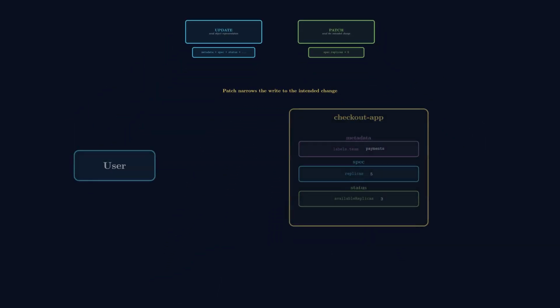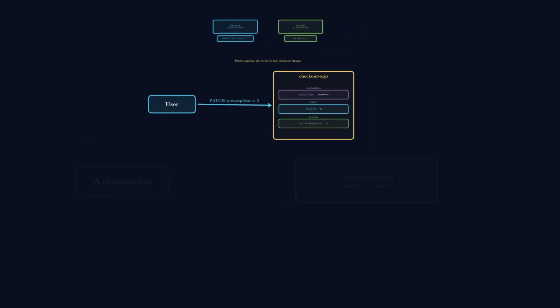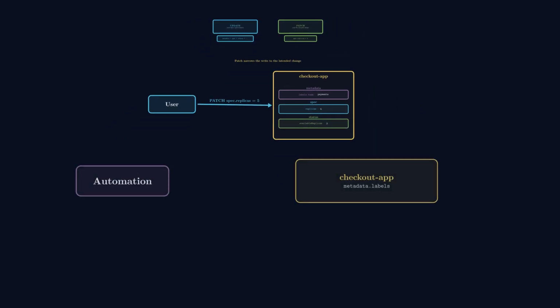The user does not need to send the controller's status or every metadata field. The request can target the replica field in spec. The change says, make spec.replicas equal 5, and leaves unrelated parts of the object alone. The metadata automation can do the same thing. If its job is to add a cost center label, it can patch only that label. It does not need to send spec or status. Now 2 independent writers can make small changes without carrying large parts of the object they do not own.